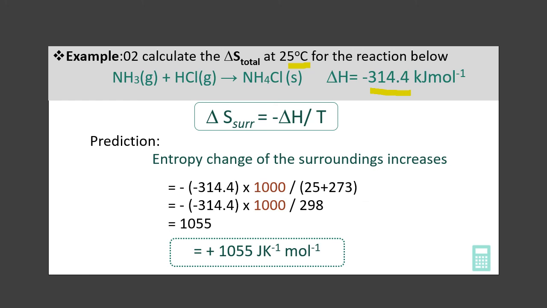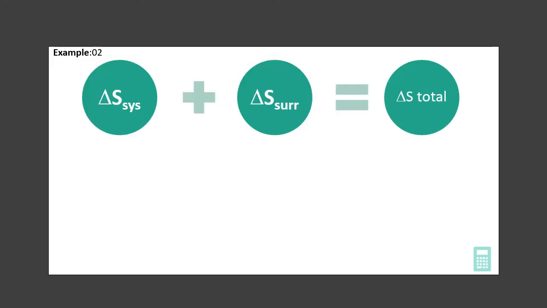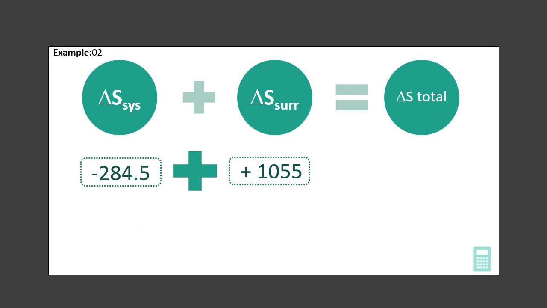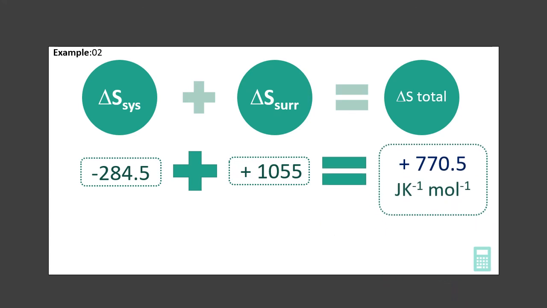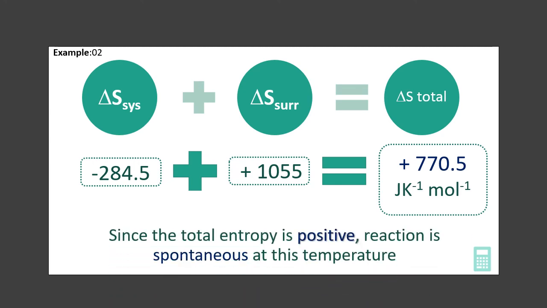Okay, now we can calculate total entropy, isn't it? Right, so we've got the system and surroundings value. Let's just add the two values and let's see what your delta S total is. Yep, plus 770.5 joules per Kelvin per mole. I hope all of you were able to get that value. Since the total entropy is positive, we can say that the reaction will be spontaneous at this temperature. That means we will expect the reaction to occur at 298 Kelvin. That's very important to note here.